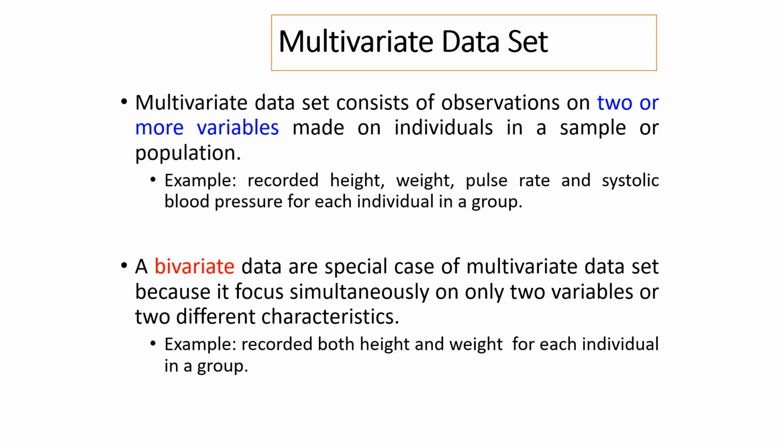Multivariate data represents a data set consisting of observations on two or more variables made on individuals in a sample or population. For example, record the height, weight, pulse rate, blood pressure, and others. Bivariate data is a special case of a multivariate dataset because it focuses simultaneously on only two variables or two different characteristics. For example, record both weight and height for each individual in the group.